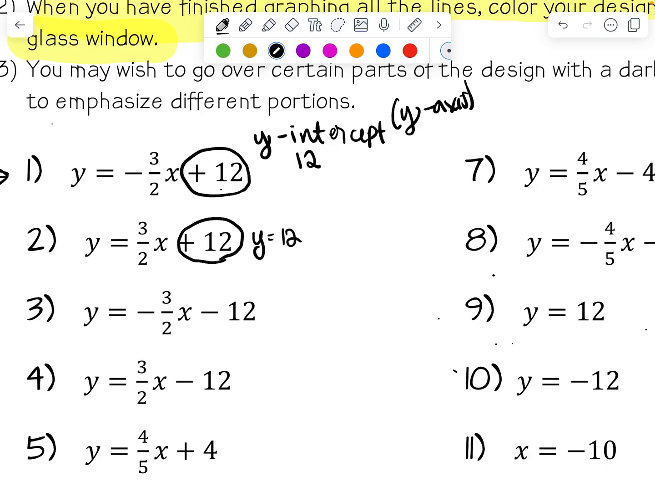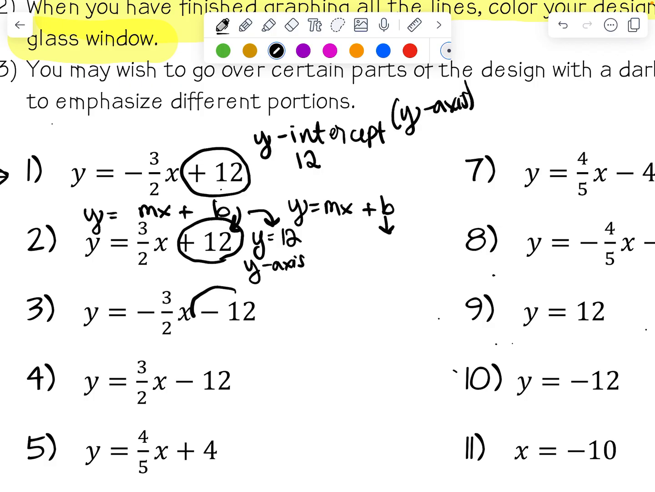Okay, the y-intercept is also called the b in the equation. y equals mx plus b. The b is the letter that shows where it is on the y-axis. So b means y-axis, okay? So we first find that 12.